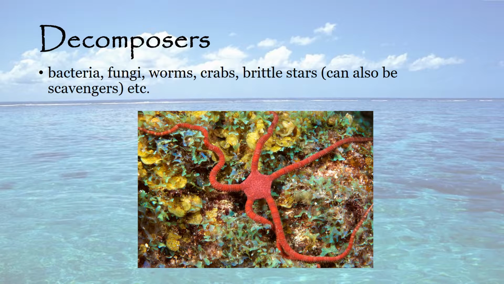Brittle stars, I just use them as an example because they're the only ones that aren't really microbial, and they can also be scavengers. So brittle stars are these really cool sea stars that you'll see. Technically, they're not sea stars; they're brittle stars, but they go around and they can act as scavengers and eat pieces of fish that are on the ocean floor, and they can also act as decomposers.